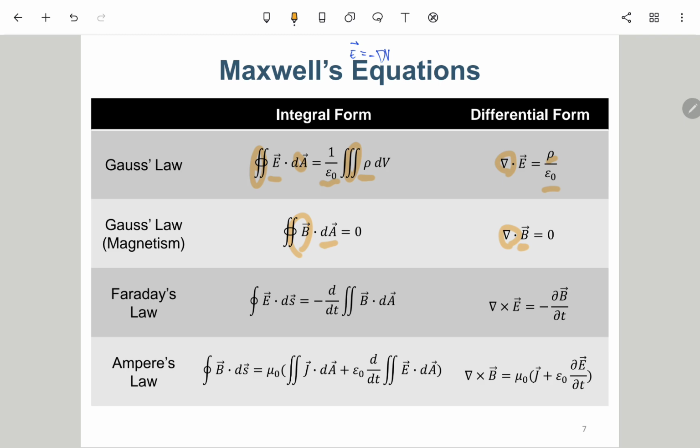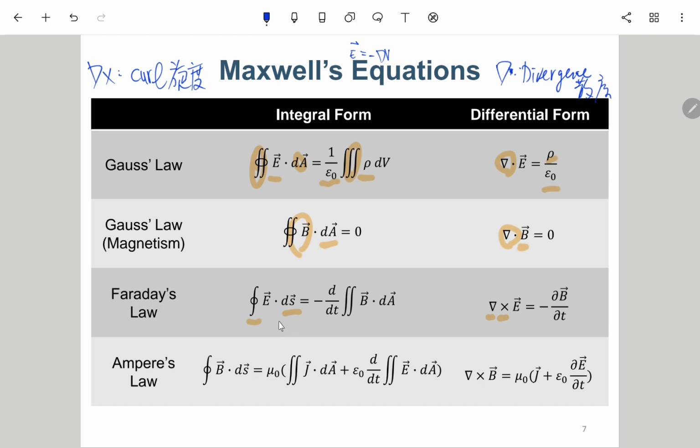Okay, and then for the third one, this is a line integral. We change it to the gradient with a cross. We will call it a curl. This one is called the divergence. 中文叫做散度。这个的话我们叫做 curl，叫做旋度，这个叫旋度，这个叫散度。Okay.